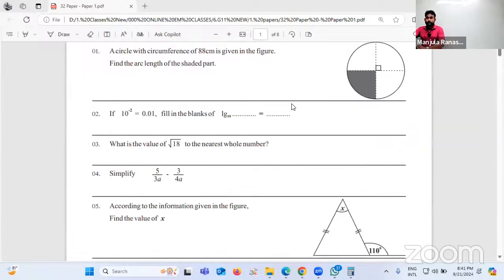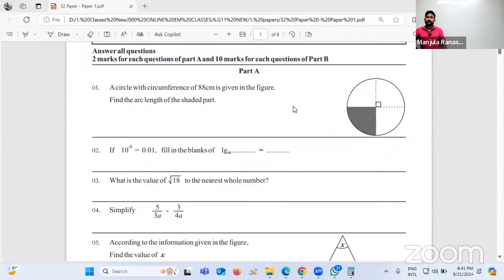So this is the paper we are going to discuss. You can see the paper. One by one, we will discuss the questions. Question number 1: a circle with circumference of 88 centimeters is given in the figure. Find the arc length of the shaded part. The full circle circumference is given as 88, and they are asking for this part's arc length. Arc length is this length.